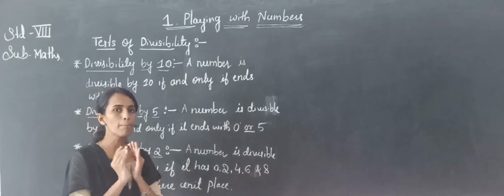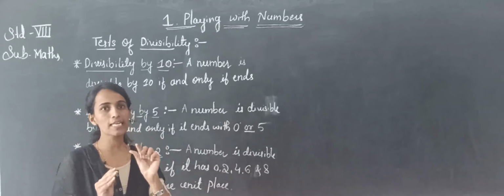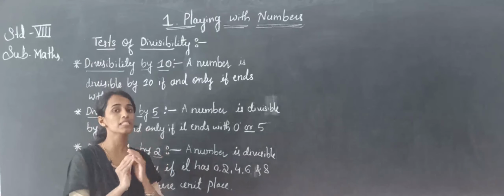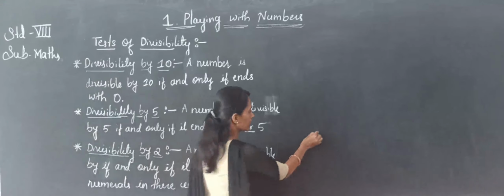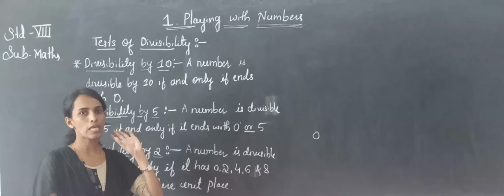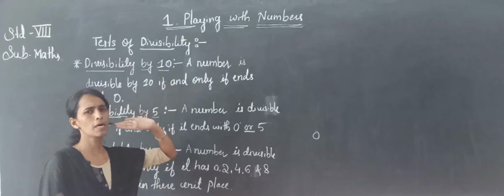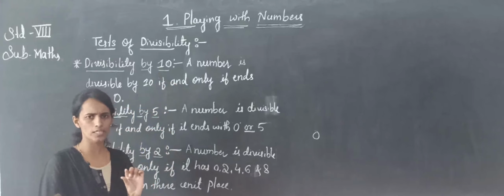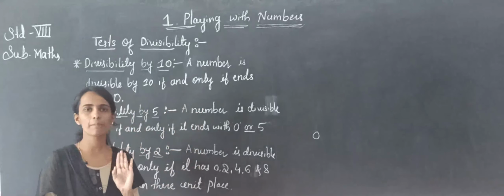The number which has 0 in the unit place, otherwise the number which ends with 0, any number it may be, is completely divisible by 10. Any such number has to end with 0. If it has a 0 in its unit place, the number will be divisible by 10.